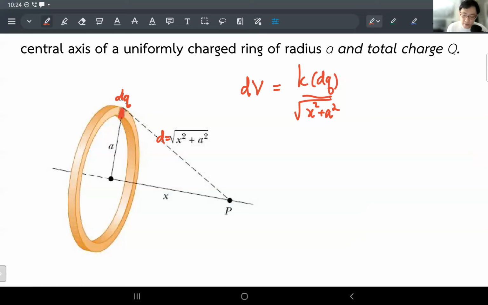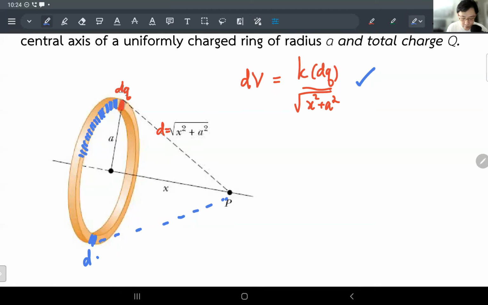Okay, then you're going to have to keep doing this. So you slice the next one, dq, dq, dq. Actually, you do it continuously. And all of those dq will give you the same contribution. So that means this equation actually applies to all those dq that you slice out from this ring. Does that make sense, guys? Cool. So that means all you need to do is add those together using the same equation over here. So at the end, that's the V right there. That's the net potential at point P. Cool?